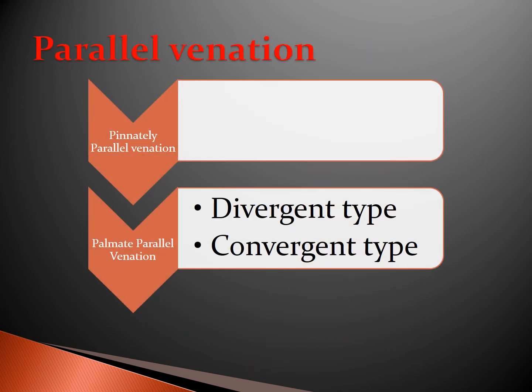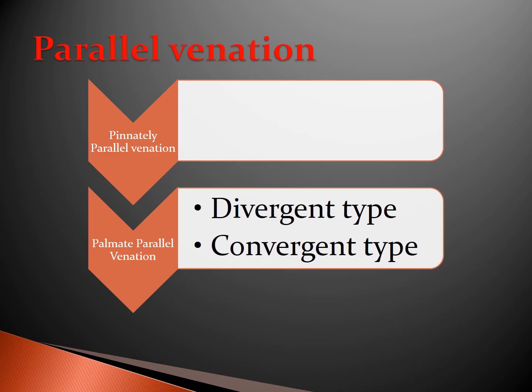I already said parallel venation is also divided into two types: pinnately parallel venation and palmate parallel venation. Here, palmate parallel venation is also divided into two types, similarly: divergent type and convergent type. Both are the same but a little bit different, according to how we differentiate between reticulate venation and parallel venation. Now comes the pinnately parallel venation.